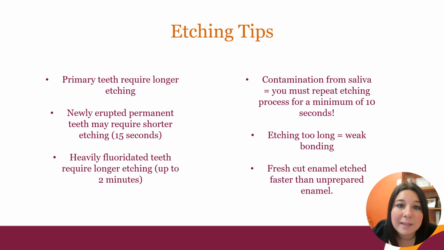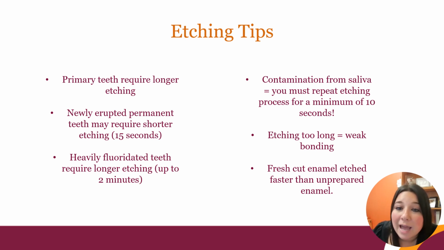Primary teeth typically do need to be etched a little bit longer because the enamel rods don't extend to the surface all of the way, and if we only keep it on there for up to 30 seconds, it could leave a very random pattern with how the etch goes into those dental tubules. On the other hand, newly erupted permanent teeth may actually require a shorter etching time. Heavily fluoridated teeth could require longer etching, up to 2 minutes even.